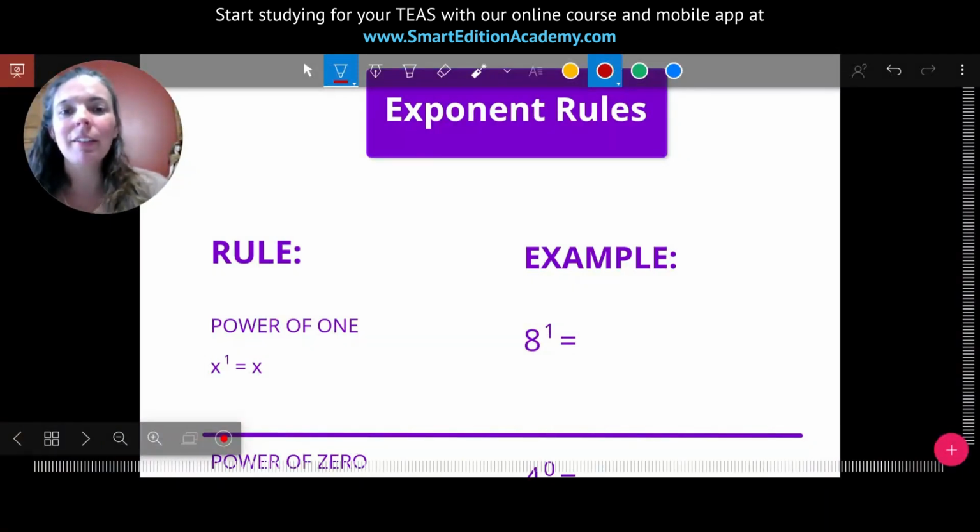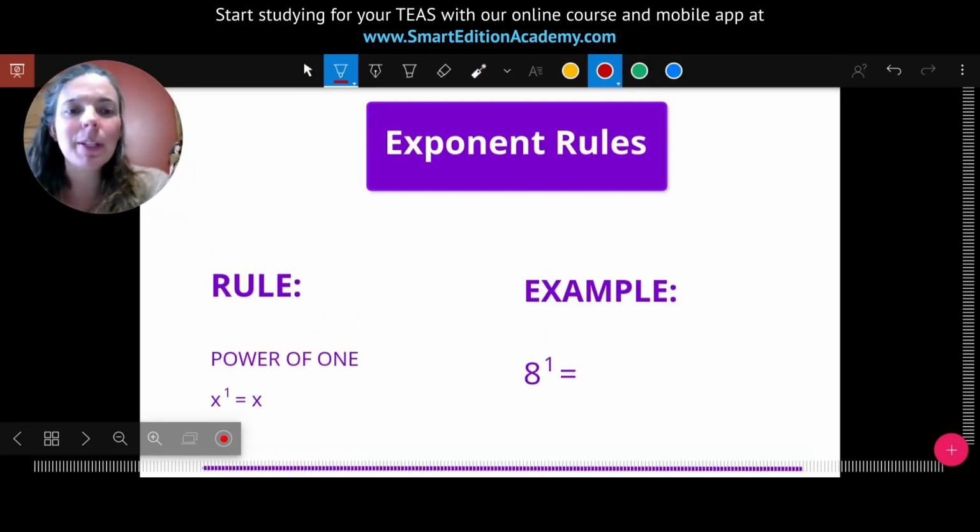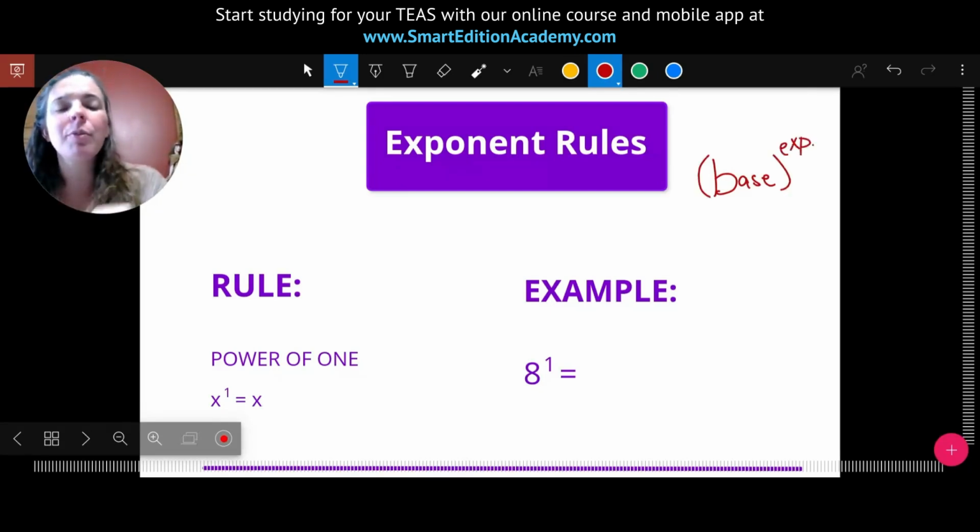So again, just as a quick reminder, when we have exponents, we always have the base, okay, and then it's raised to the exponent. Okay, so if we have exponents with the same base, we have some cool things we can do. And then we also have a few other rules I want to mention.